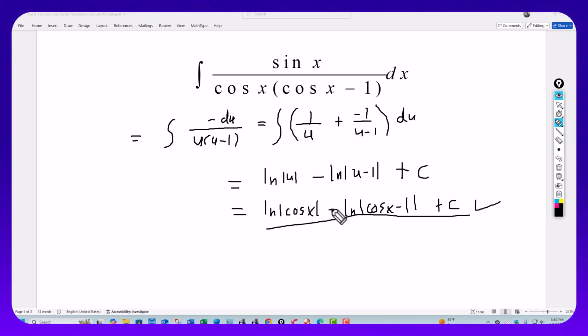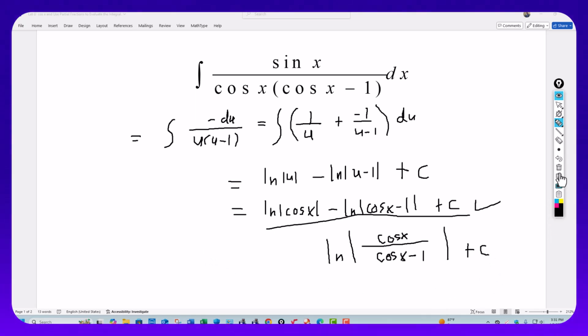Now, because you have a difference here, you can apply the properties of logs. Anytime you have a difference in logs, you can write it as the log of a fraction. So this can also be written as the natural log of absolute value of cosine of x over cosine of x minus 1. Those are equivalent. Your constant of integration also over here. Okay, so that's your answer.